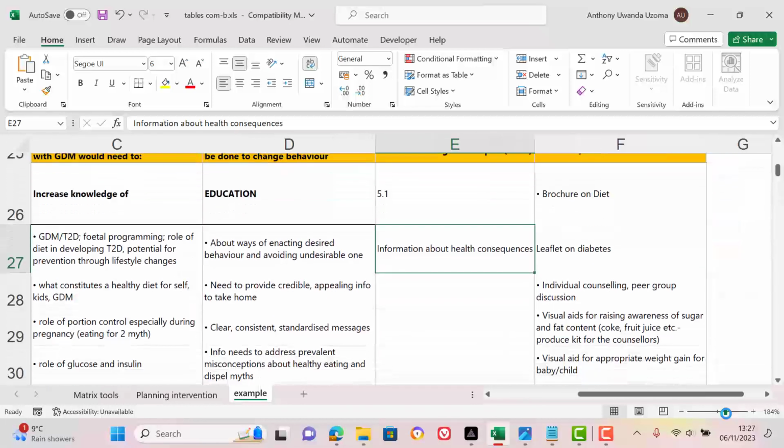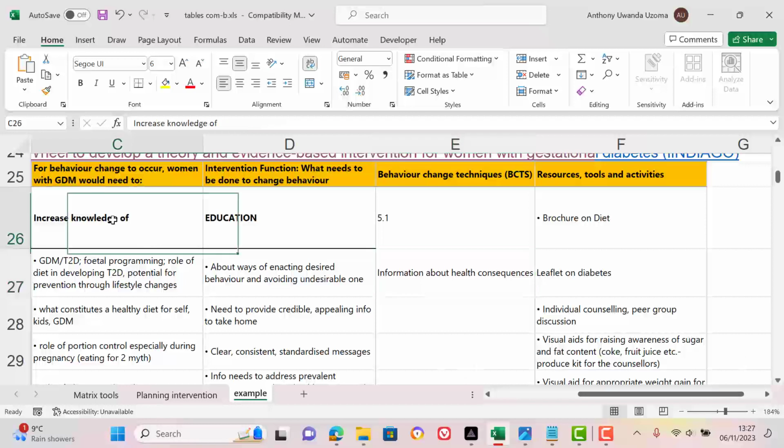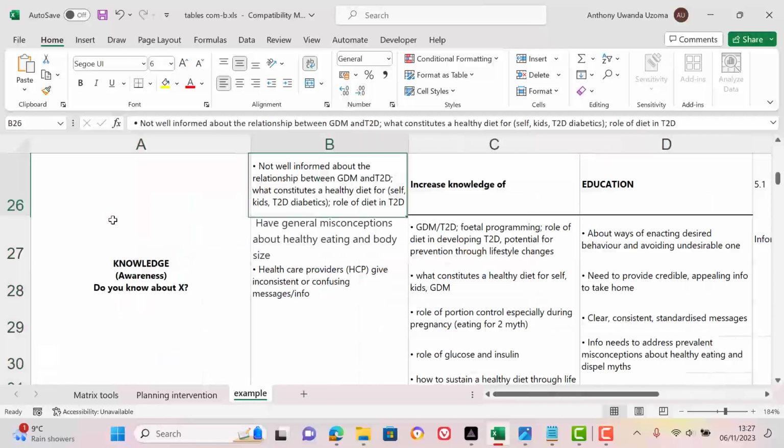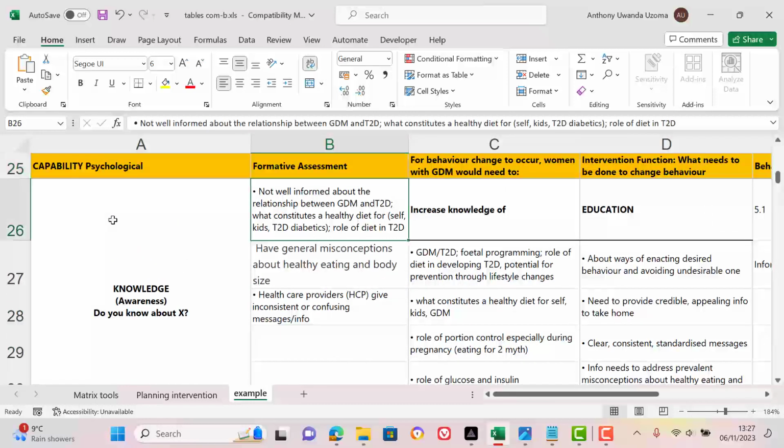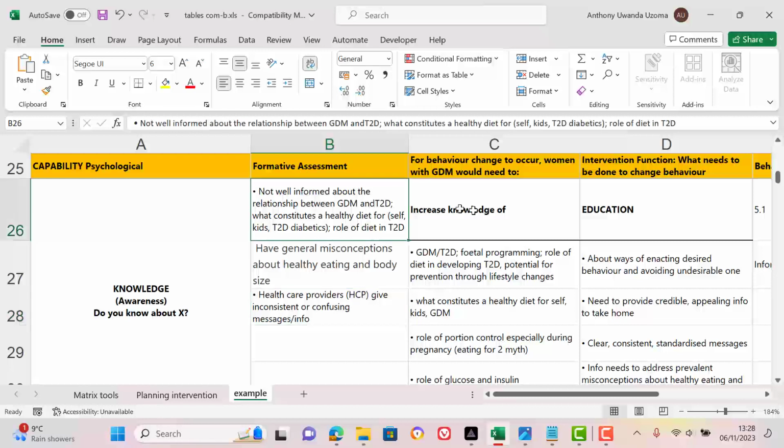So, for example, when the problem is lack of knowledge, and this is what lack of knowledge looks like: they are not well informed about the relationship between GDM and type 2 diabetes. They have some misconceptions, and they are receiving conflicting messages from care providers. So that is what lack of knowledge looks like.